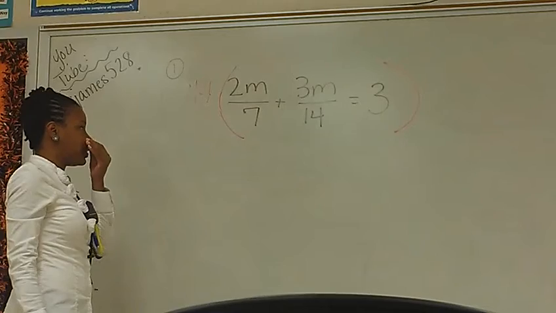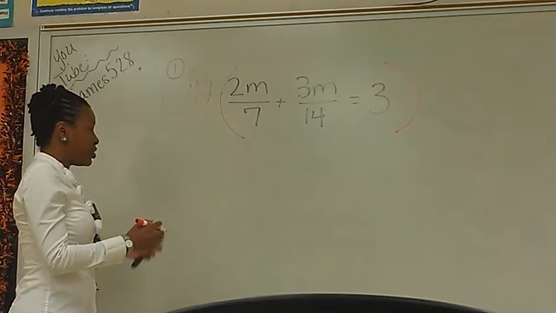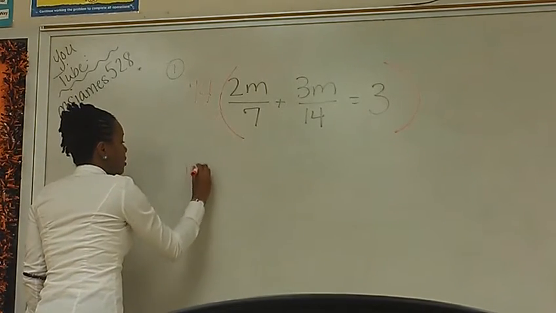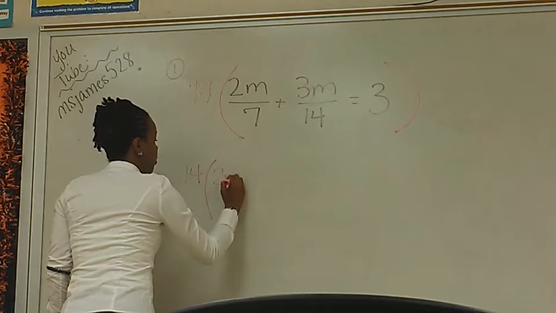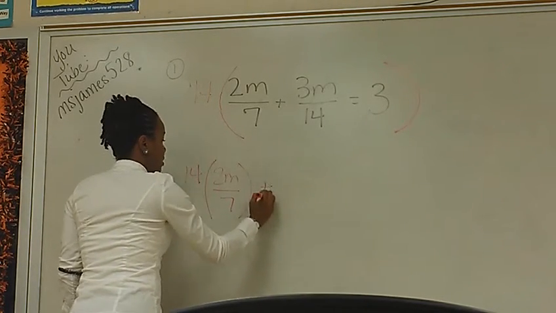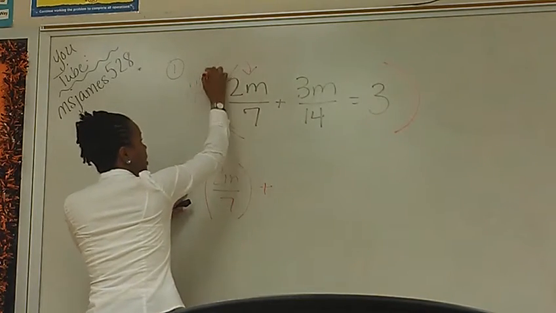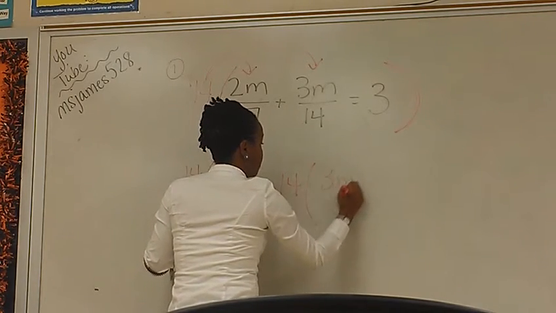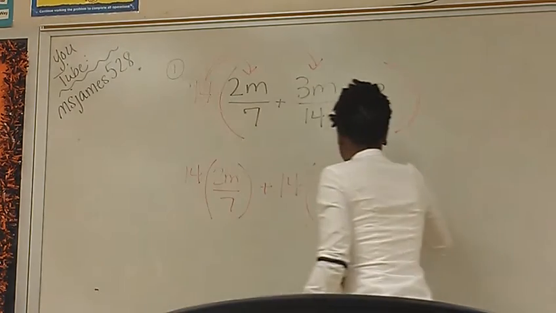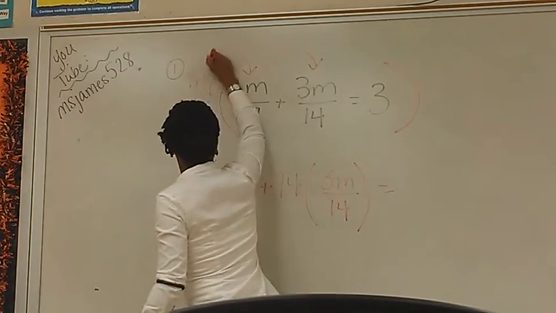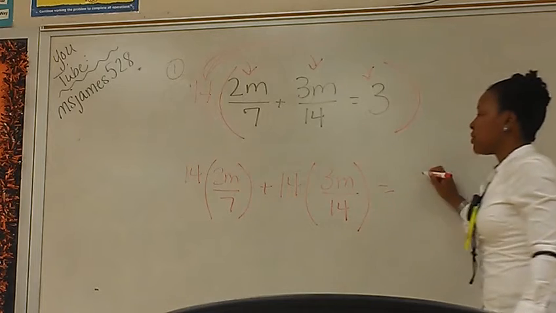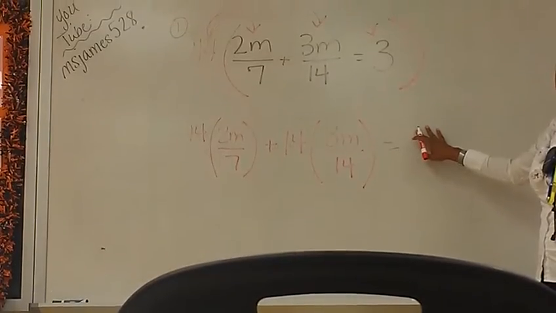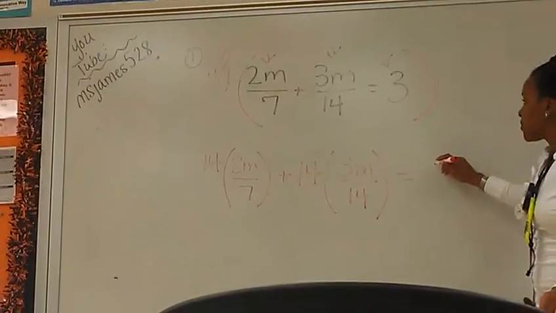Well, let's see how we're going to do this. Let's break it up first so that you can see it. Just like distributive property, you're going to have 14 times 2m over 7 plus 14 times 3m over 14. Then you still have to distribute some more. All of that is in the parentheses. 14 times 3, we don't have to write that out. What's 14 times 3? 42.